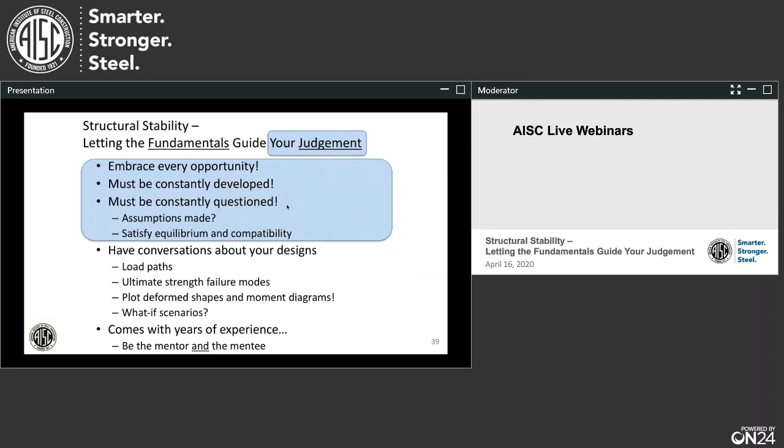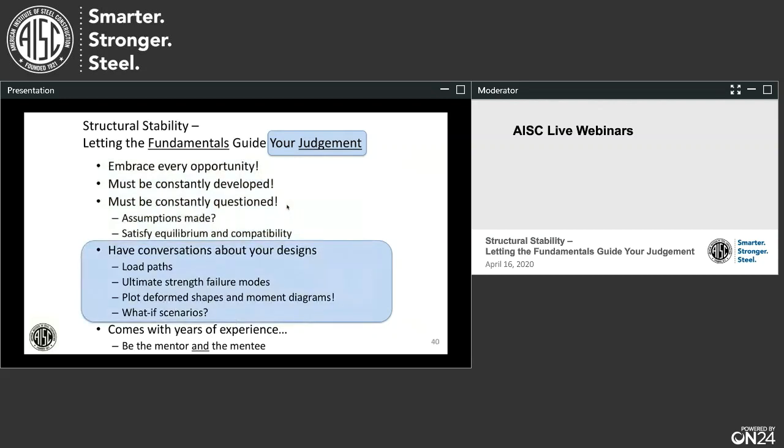Continually develop it, all right? You're not perfect now. You can continue to learn, and your judgment can be improved with every given day. Along with your judgment, you've got to consistently question it. What were the assumptions I made? Am I satisfying equilibrium and compatibility? So definitely take it on, but question it, continue to develop it.